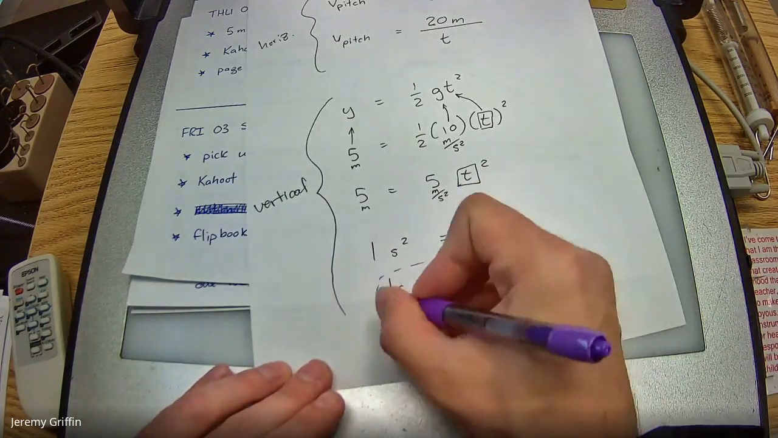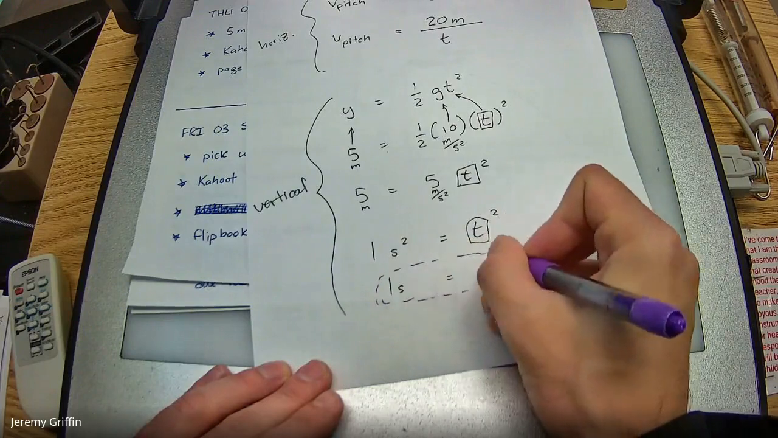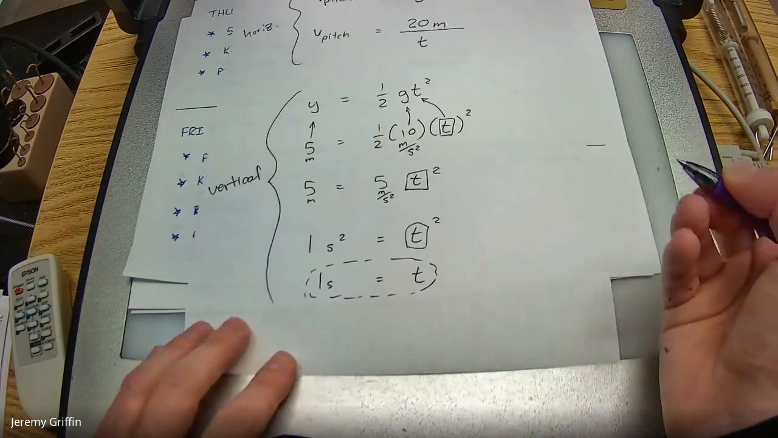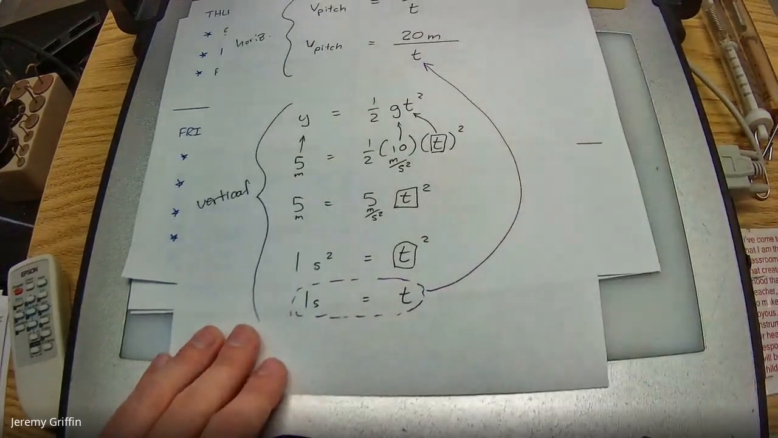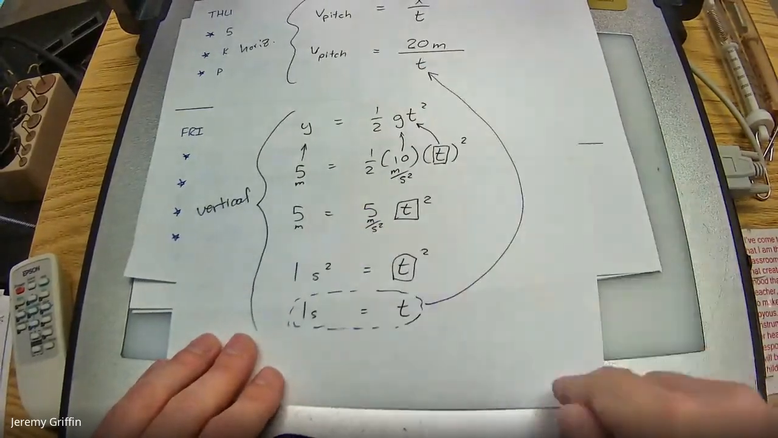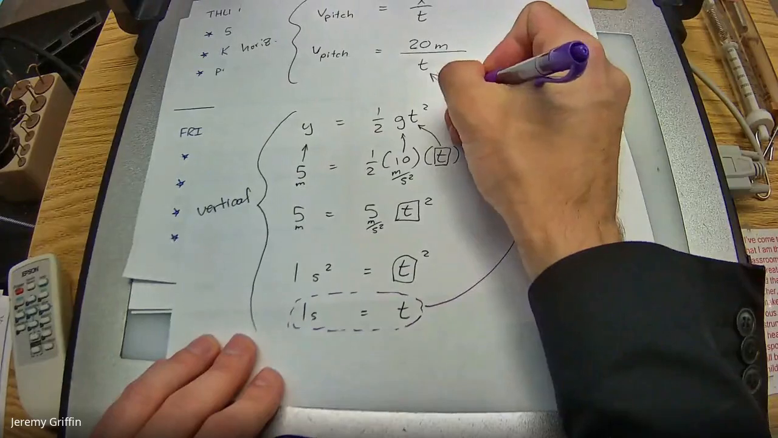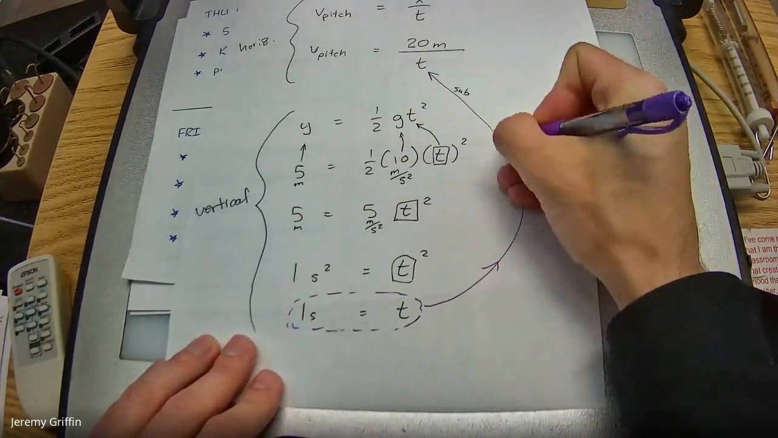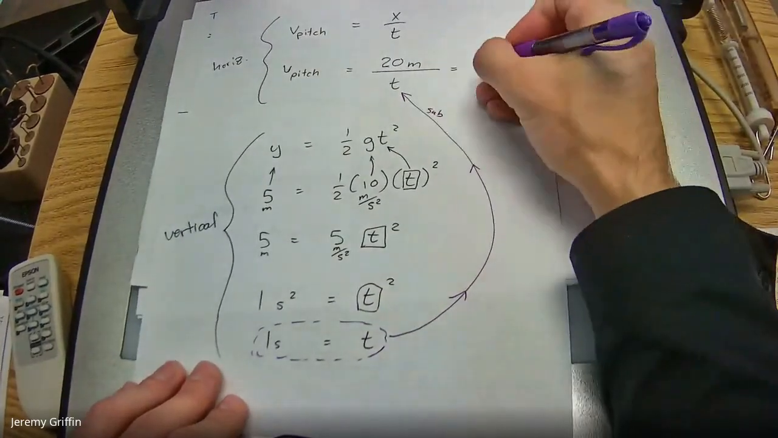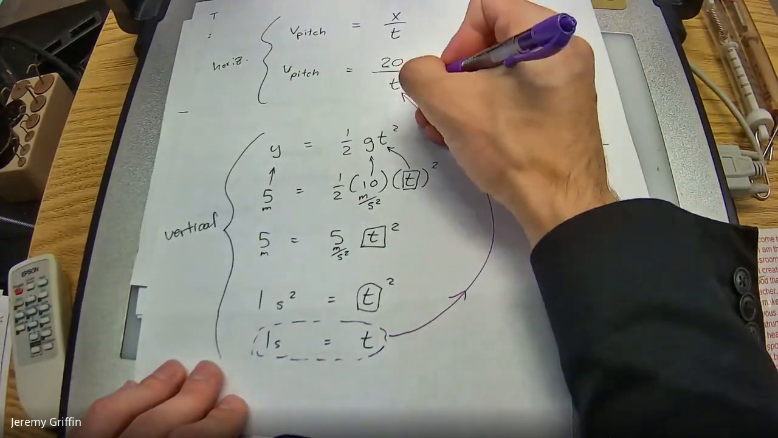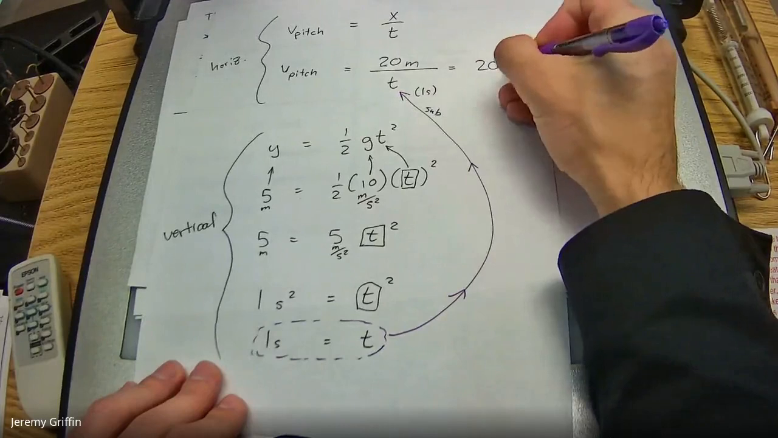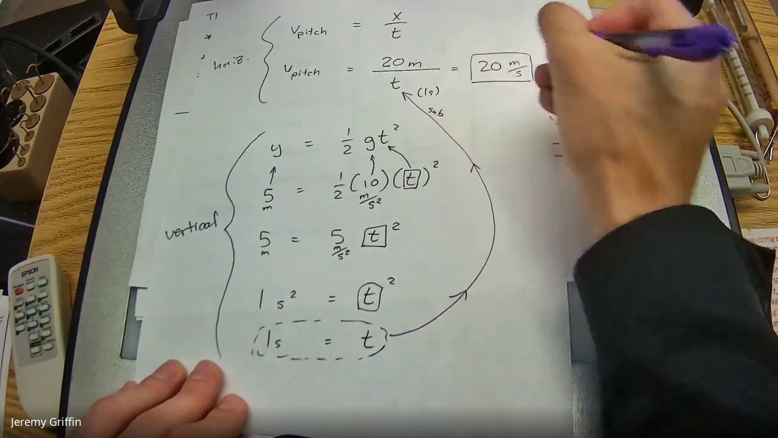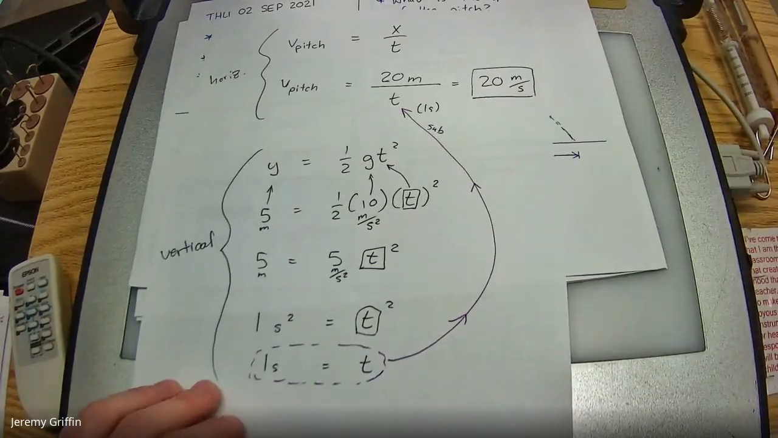So I'm going to take this number, 1 second fall time, and say, well, it's also the time that it was moving forward. That's 1 second. Just going to substitute that right there. So is that 20 meters divided by 1 second? Is that 20 meters per second? That's it. That's the answer.